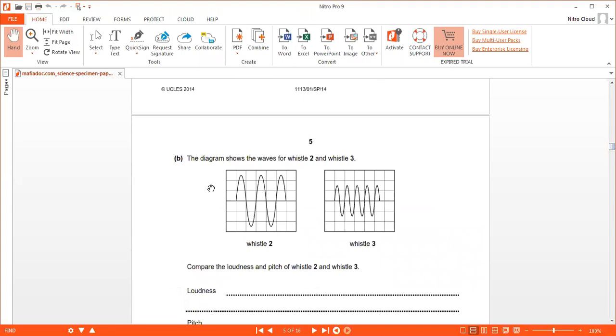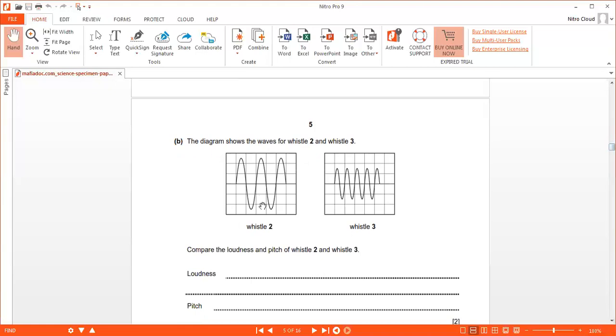B. The diagram shows the waves for whistle 2 and whistle 3. Compare the loudness and pitch of whistle 2 and whistle 3. Okay, first the loudness. Which whistle is louder? We'll compare the amplitude. So of course, whistle 2 is louder than whistle 3.